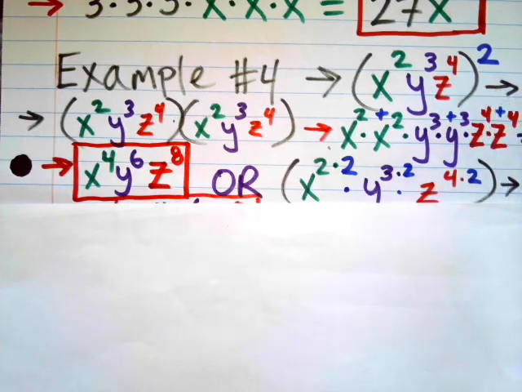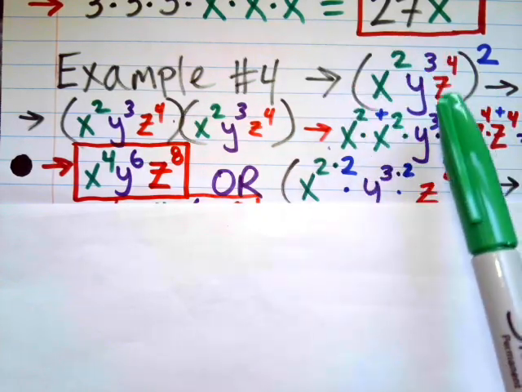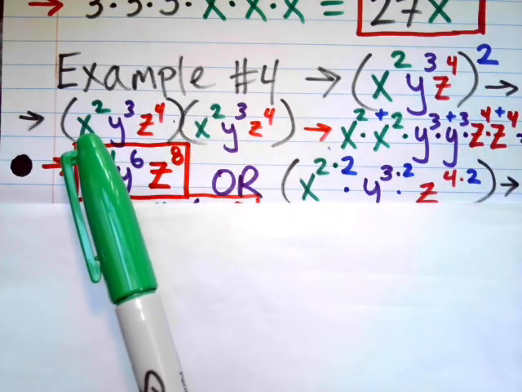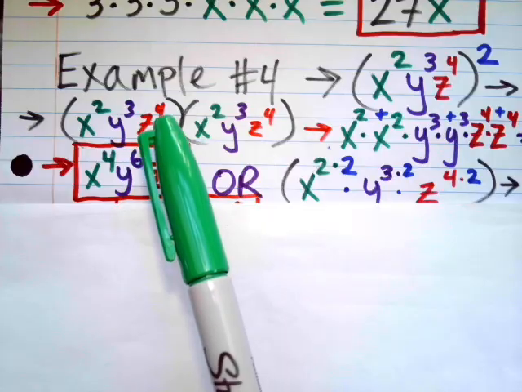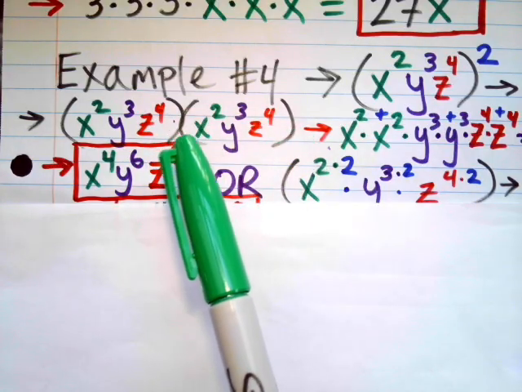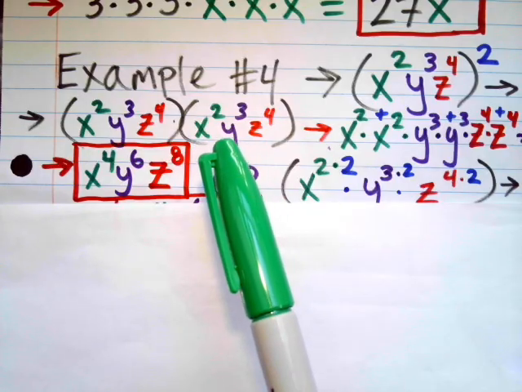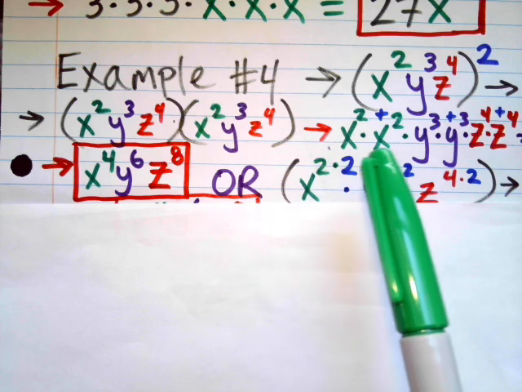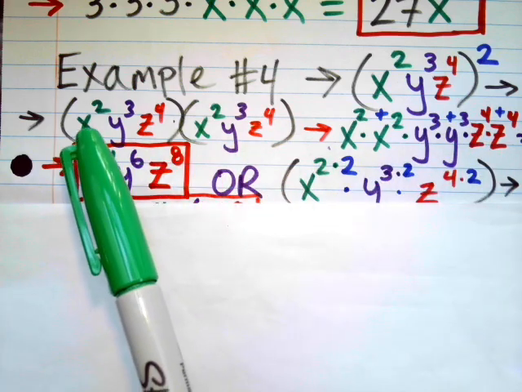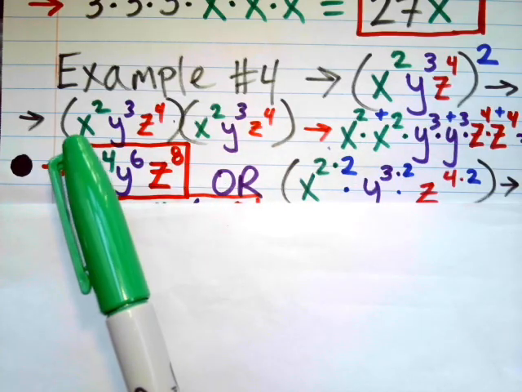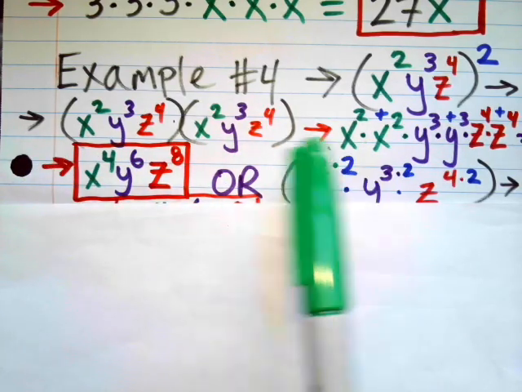All right. So what does that mean? That means this whole term inside here times itself twice. And that's what I'm showing you in this next step. X squared times y cubed times z to the fourth, parentheses next to parentheses means multiply, times x squared y to the third, z to the fourth. And I'm just going to write that out by separating the terms with a dot, which means multiplication. Excuse me, a dot for multiplication.